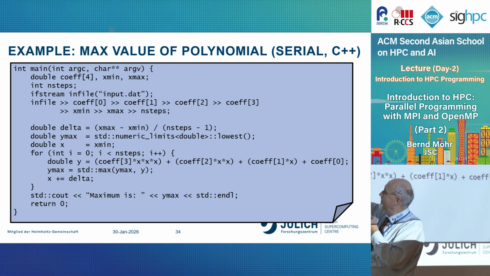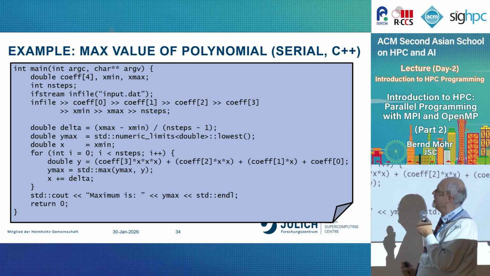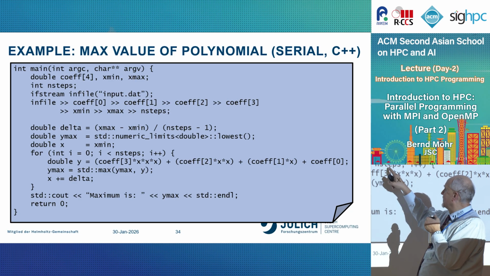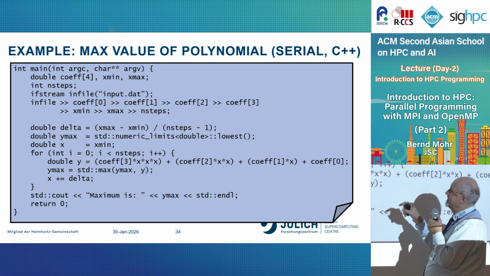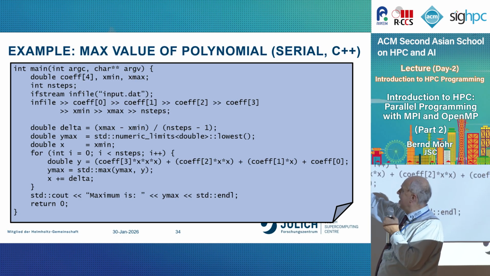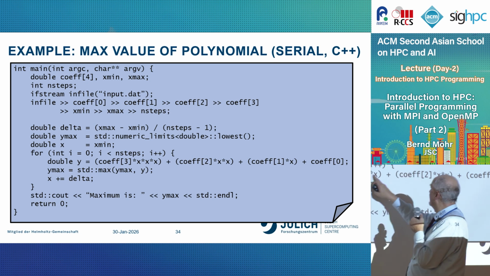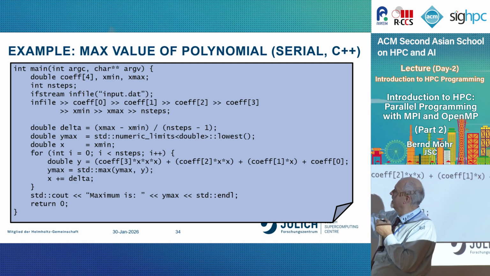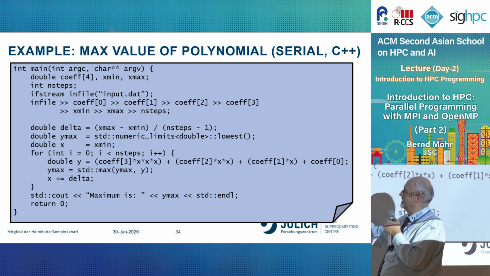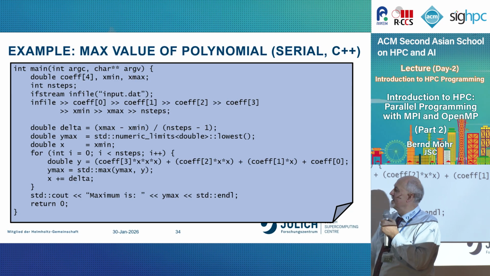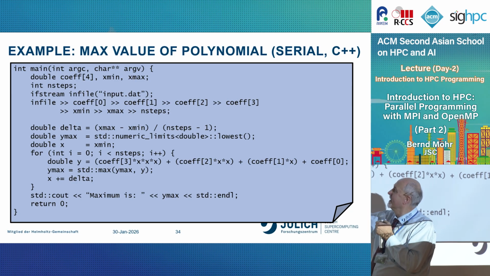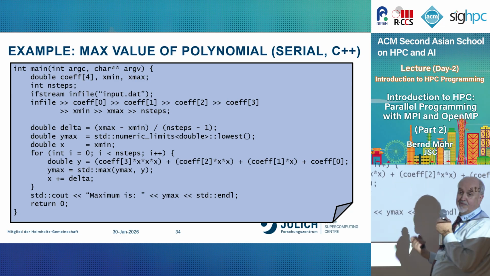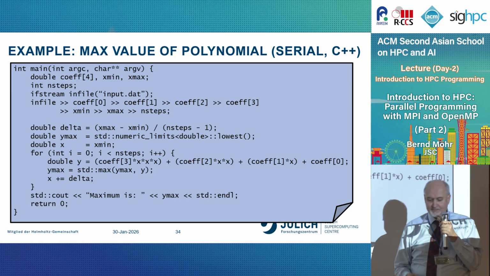Then you start with the smallest value, and you go through the number of steps, and for each x you calculate your formula. You determine whether it is a higher maximum, so you store the higher maximum. Then you add delta and do the next one. So here you go through all these values, and at the end you print out the maximum.